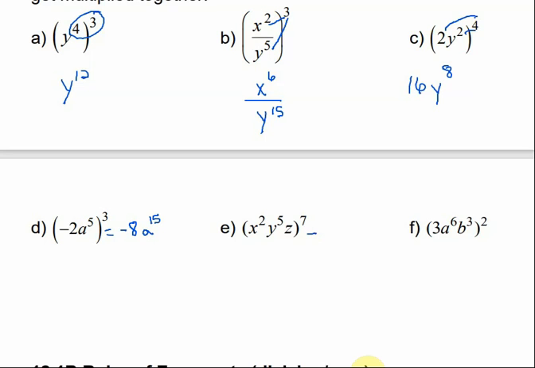Okay, so then for E, since it's in parentheses, every power in parentheses is being raised to the 7th power. So we're going to multiply, and we get x to the 14th. Y to the 35th, 5 times 7. And then Z, that Z is understood to be to the 1 power. 1 times 7 is 7.